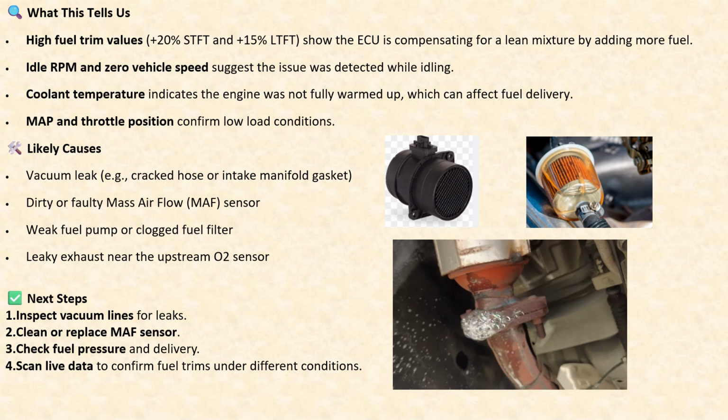And what does this tell us? This clearly tells us that high fuel trims show the ECU is compensating for a lean mixture by adding more fuel. Idle RPM and zero vehicle speed suggest the issue was detected while idling, and the coolant temperature indicates that the engine was not fully warmed up, which can affect fuel efficiency. Now it's common IC engine knowledge that efficiency is at its best when the engine is fully warmed up. Coming to the MAP and throttle position, they confirm the low load conditions.